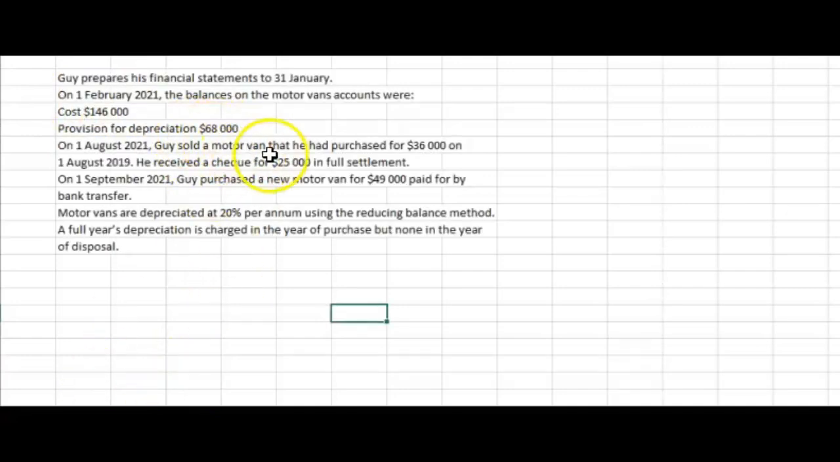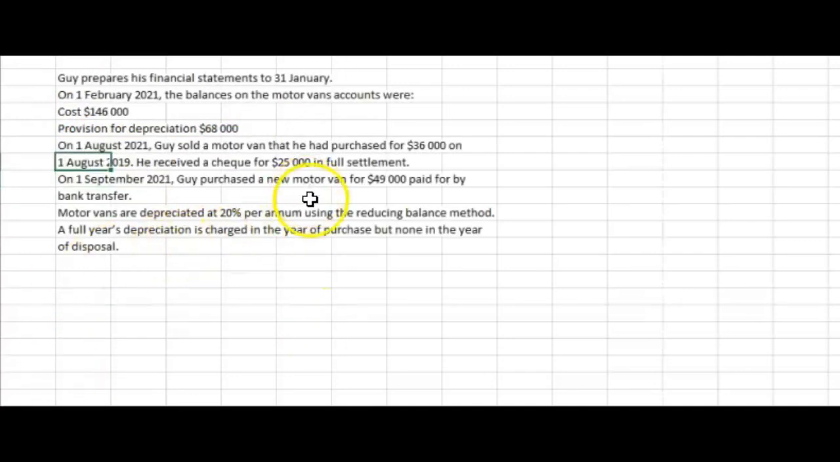In the first step, we write down the date of sale, which is August 2021, and the date of purchase, which is August 2019. Also write down the cost of the asset and the amount received on sale. In step 2, we figure out the number of years the sold motor van was with Guy.